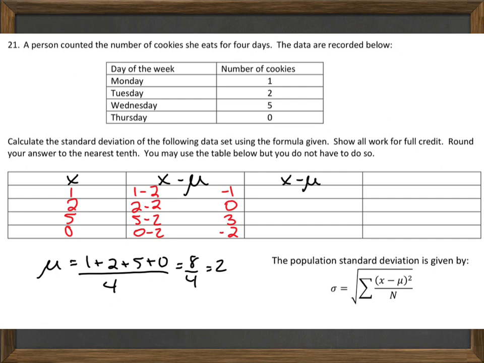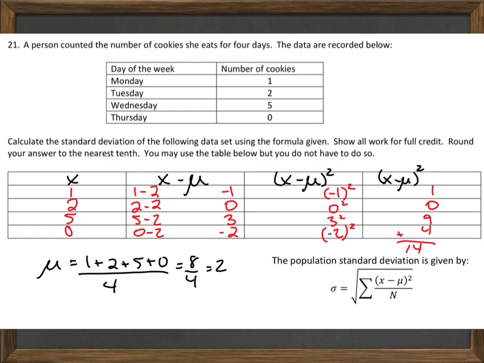So then I take all of those numbers and I square them. So I'm going to have negative 1 quantity squared, 0 squared, 3 squared, and negative 2 quantity squared. Okay, so I can just put this in my last column here. Negative 1 squared is just 1, so I have 1, 0, 9, and 4. And then I can add all of those together, and I get 14. Okay, so we're almost done.